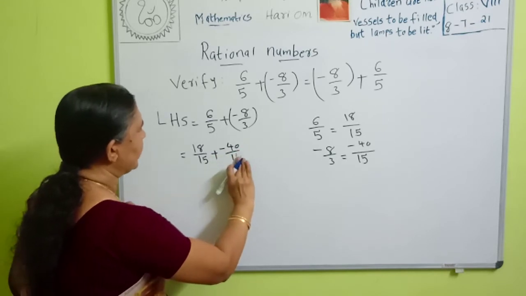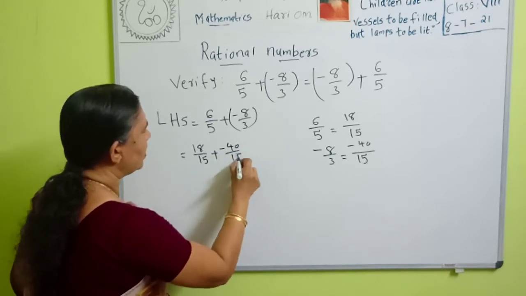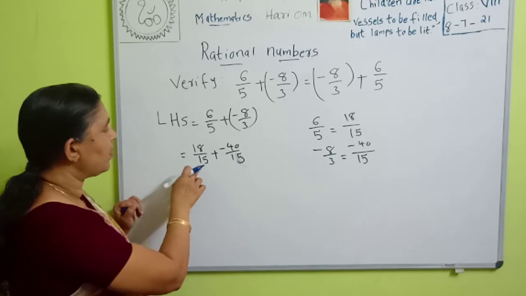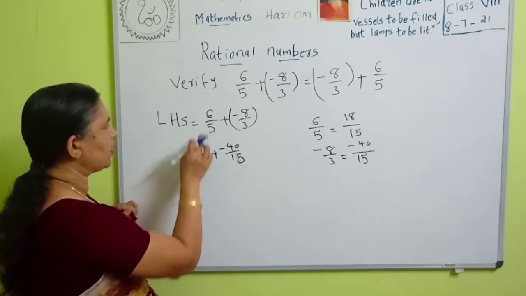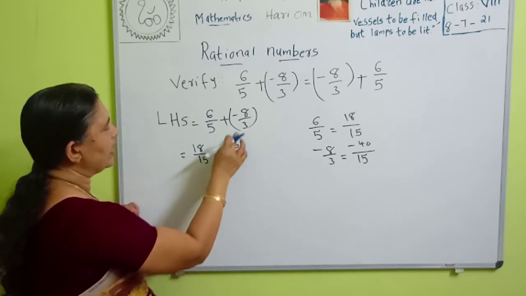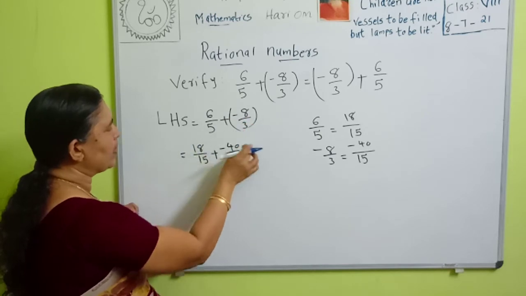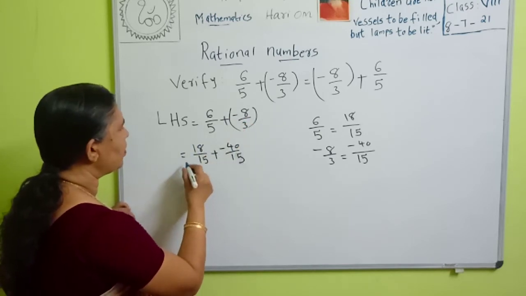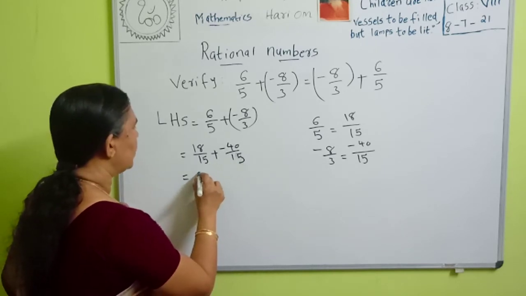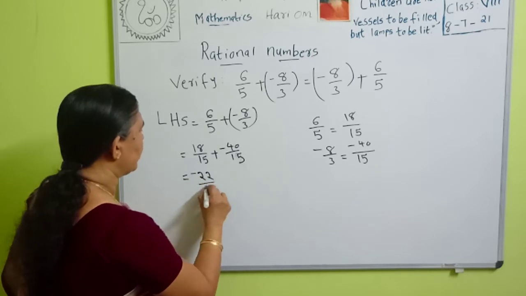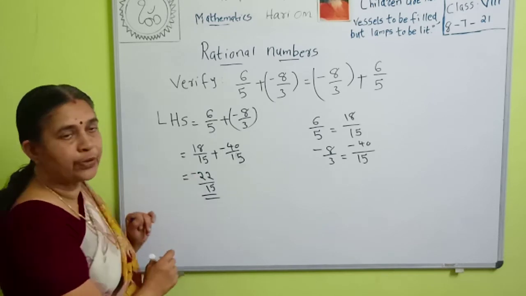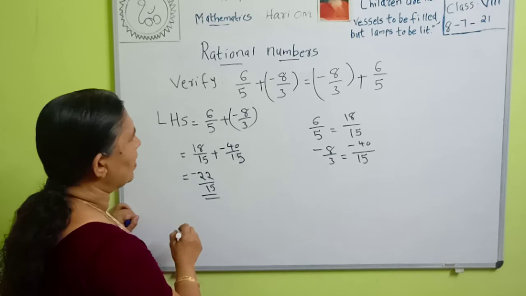Here first we take the LCM. The LCM is 15. So 6 by 5 is equal to, if we change the denominator to 15, then we multiply this 5 into 3 is 15. So 6 into 3 is 18. Then second one, 3 into 5 is 15. Then what is the numerator? 5 into minus 8 is minus 40. Then what is our answer? It is equal to 18 plus minus 40. That is equal to minus 22 by 15. Minus 22 by 15.